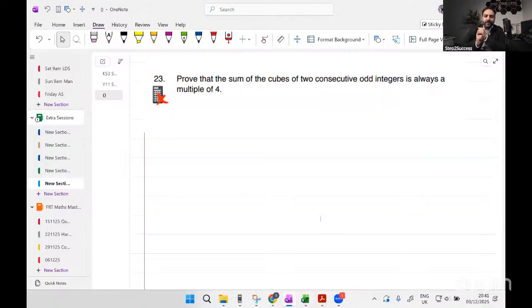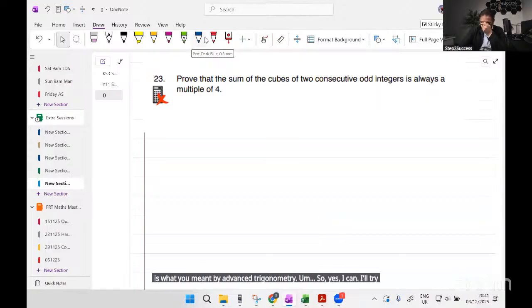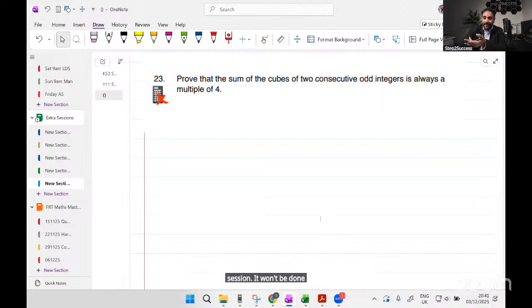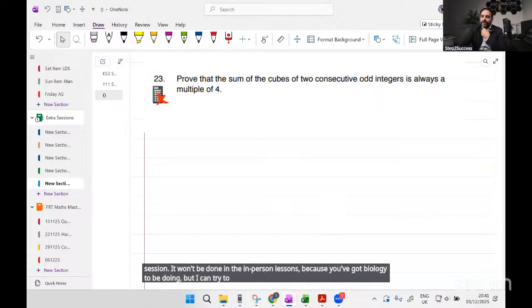3D trigonometry is what you meant by advanced trigonometry. So yes, I can. I'll try if you could remind me and maybe send a couple of questions through. I'll try and do it in the Wednesday session. It won't be done in the in-person lessons because you've got biology to be doing, but I can try to get some of the 3D trig. It's quite confusing. And the most confusing part about advanced trig, as you're calling it, about 3D trig, is visualizing the triangle inside the shape, which is quite hard and awkward to do.